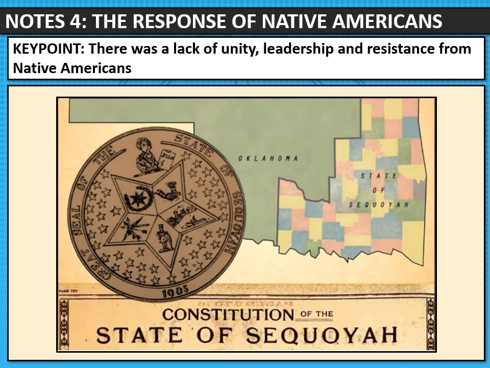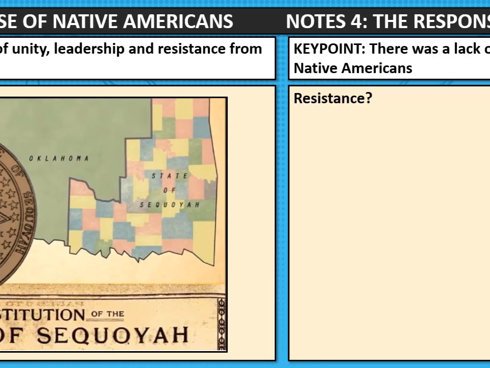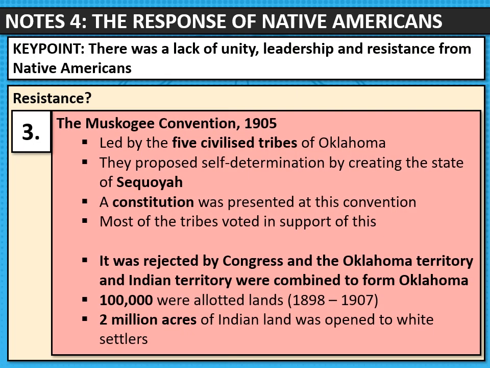The last example of a lack of response or some response to the Dawes Act and the Gilded Age is summed up in this picture. The constitution of the state of Sequoia, which you can see drawn on a map there next to Oklahoma. In 1905, the Muskogee Convention was held, and this was led by the 5 civilized tribes of Oklahoma. And they proposed creating the state of Sequoia.